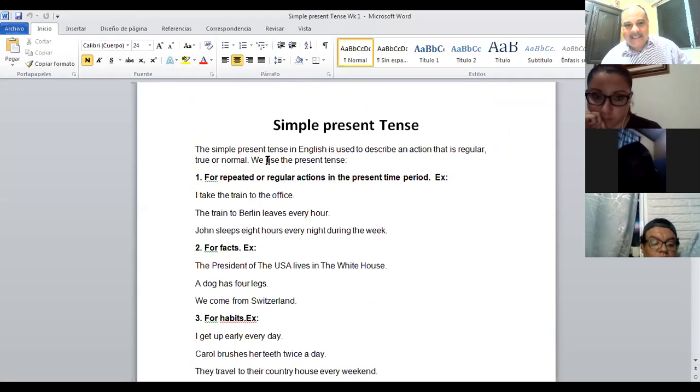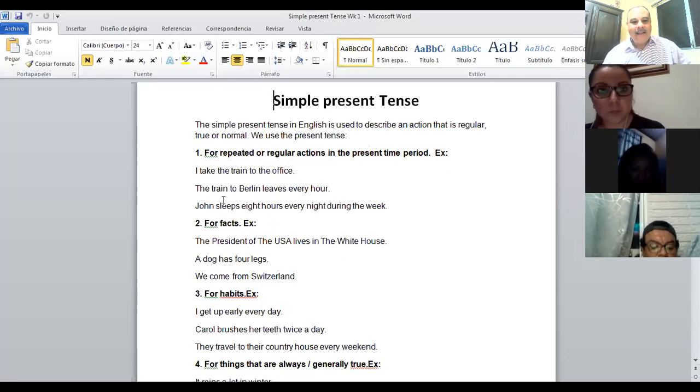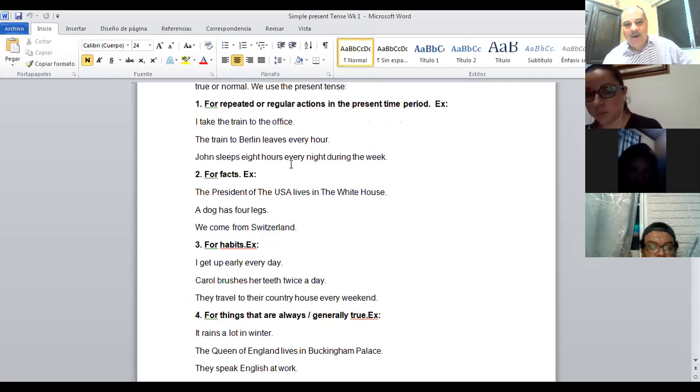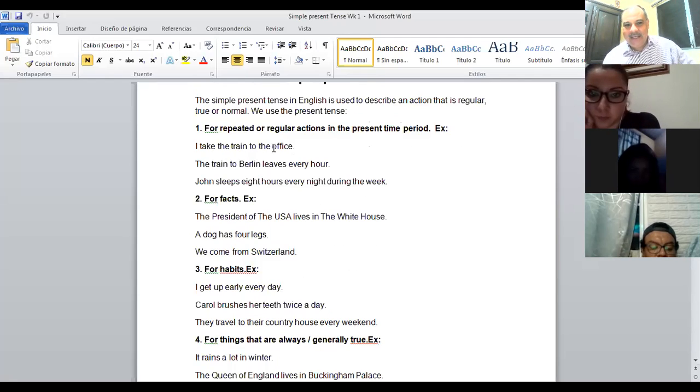Simple present tense in English is used to describe an action that is regular, that you do regularly. True or normal, we use the present tense for repeated or regular actions in the present time period. Example, I take the train to the office. So I do that repeatedly, regularly. The train to Berlin leaves every hour. So that is repeatedly and regularly. John sleeps 8 hours every night during the week. So that is repeated or regularly, habitual.